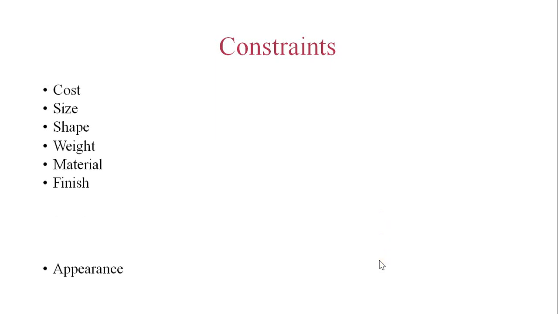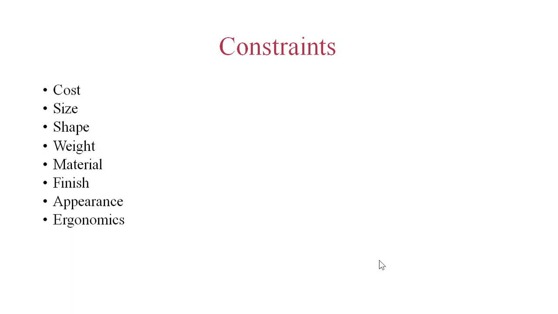Now the different constraints which affect the packaging and the enclosure for the product are: first one is cost, second is size, next shape, then weight, material, finishing, then appearance, ergonomics, serviceability, regulations, and standards. All these parameters we have to consider, as they affect the packaging and enclosure for the particular product.